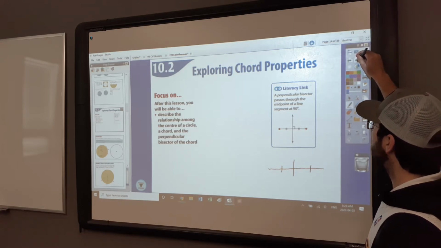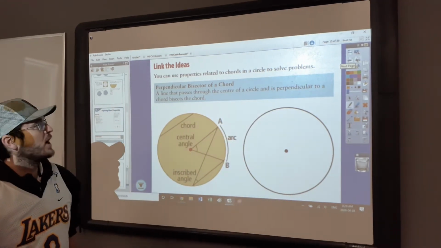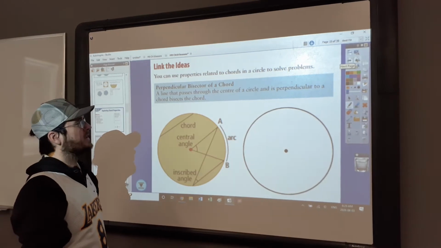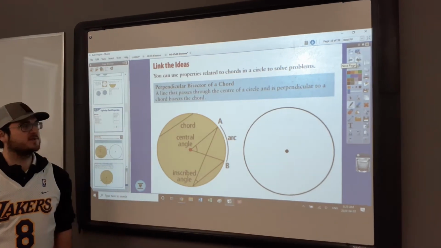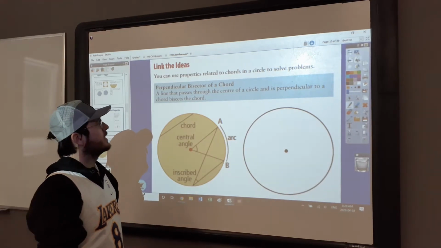We learned two rules in 10.1, and now we add a third rule: the perpendicular bisector of a chord rule. A line that passes through the center of the circle and is perpendicular to a chord bisects the chord. And this is going to be pretty important for a lot of problem solving questions in this chapter.